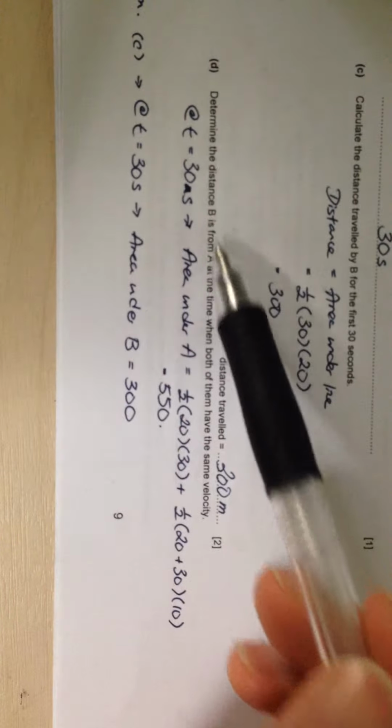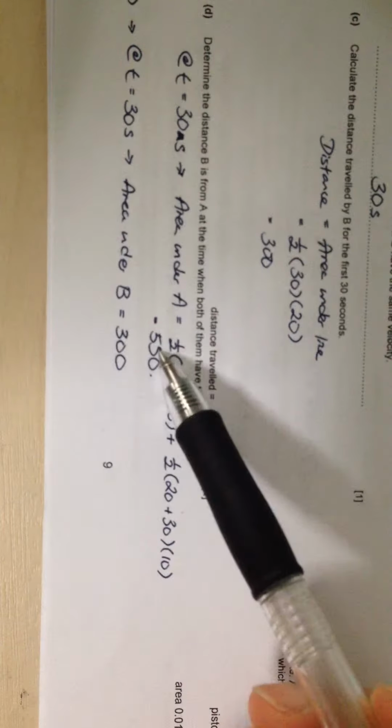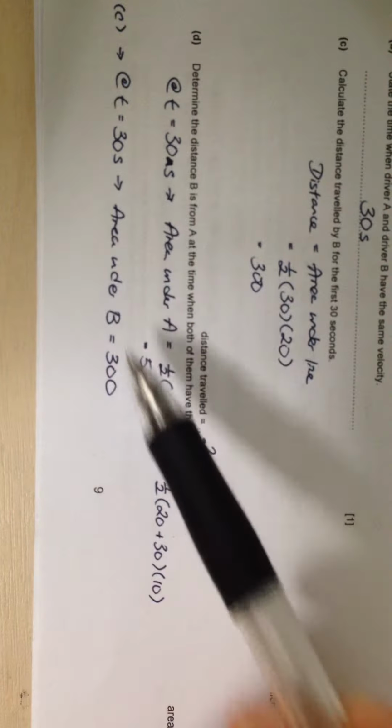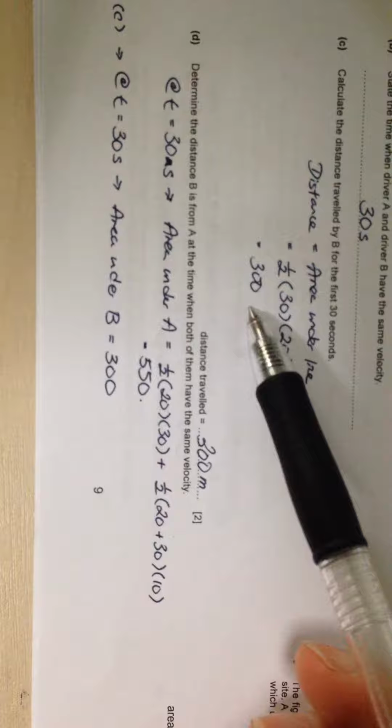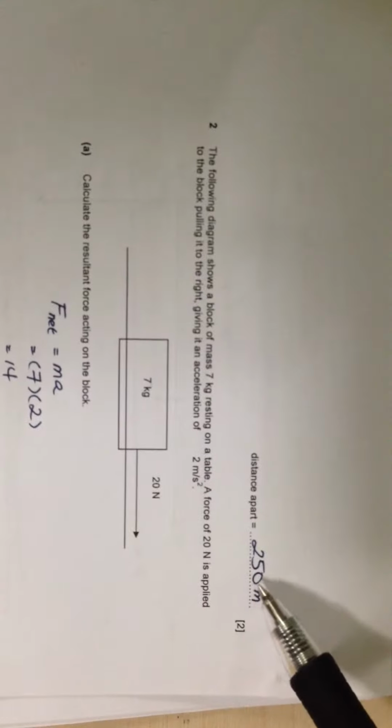At time equals to 30, area under A is the triangle plus the trapezium. You get 550. Then the area under B is basically what you get from part C. So subtract them from each other and you will get 250.